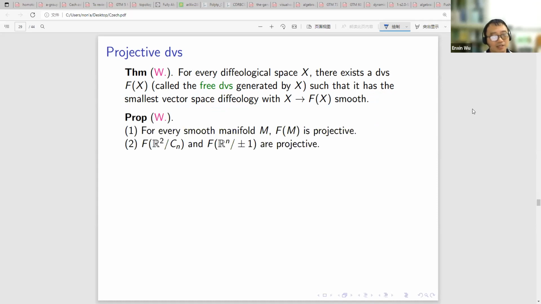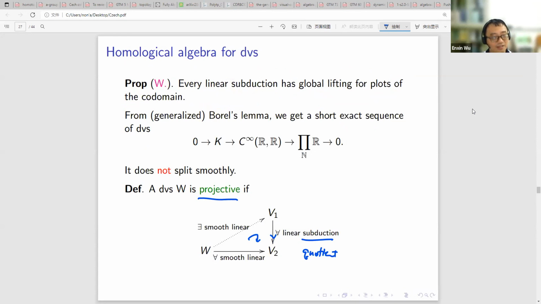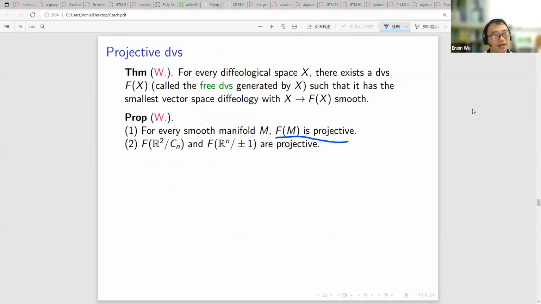So the interesting thing is, for any smooth manifold, this Fm is always projective. Recall, projective is just you need to do this lifting. But for a manifold, here by a manifold, I always mean second countable Hausdorff manifold without boundary. So in particular, you have smooth partition of unity. You exactly use smooth partition of unity here to get the lifting. So this is proved by the partition of unity.